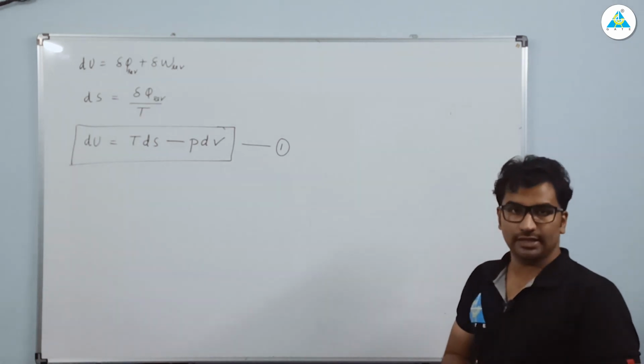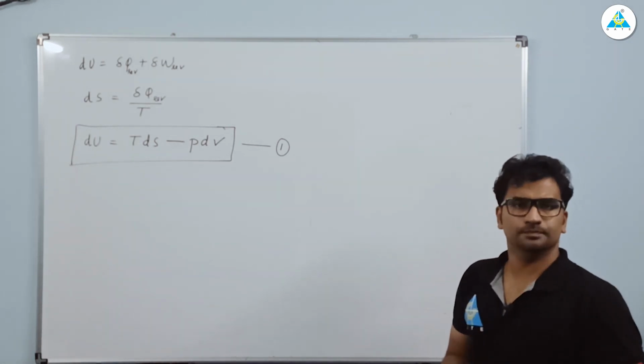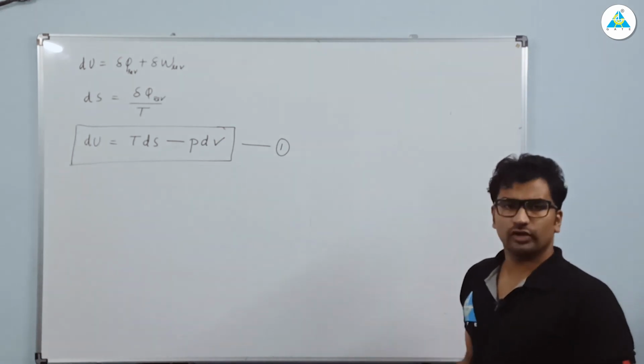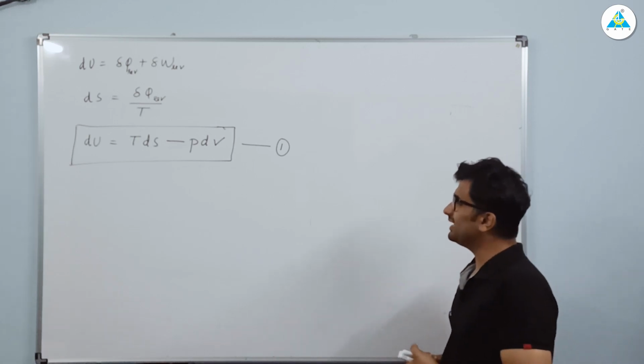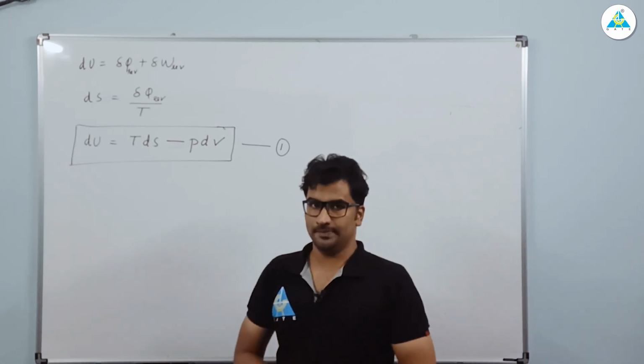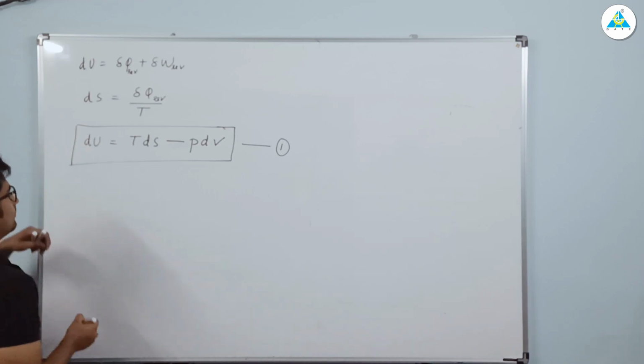TdS minus PdV, right? So now we have combined what? Our first law and second law both. So this is one of your property relations that we will discuss next. So dU is equal to TdS minus PdV. Clear? I hope you have this. Now you have one more term.